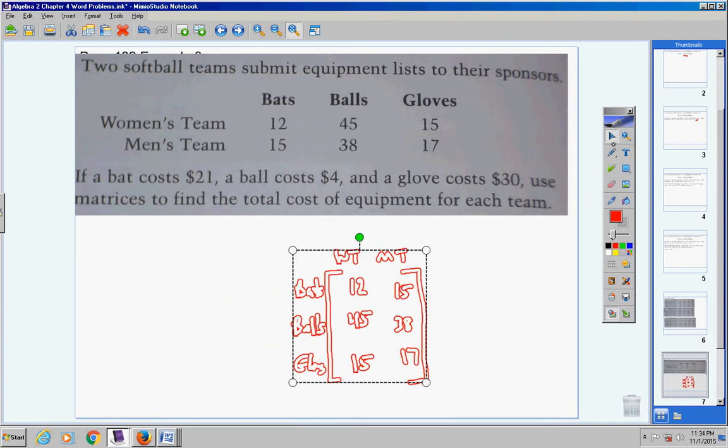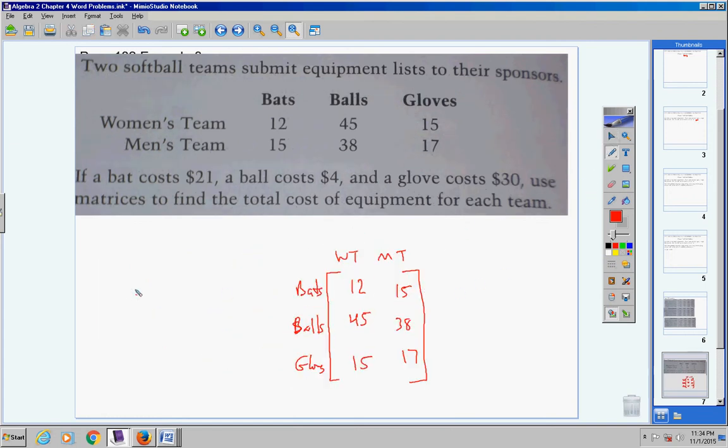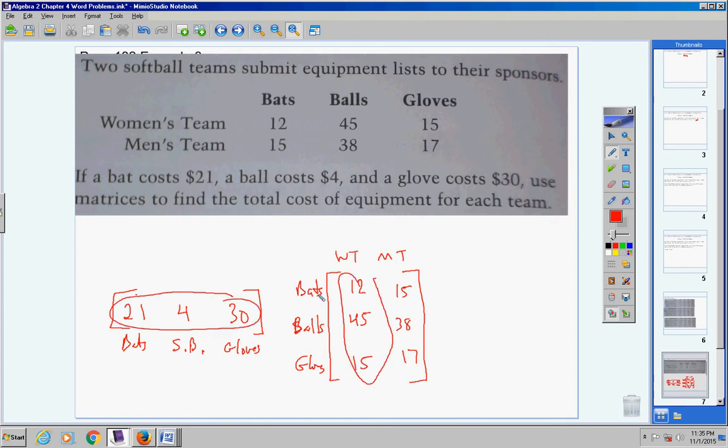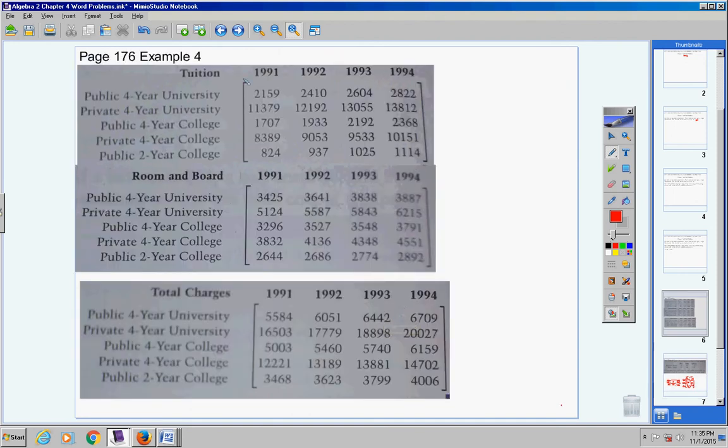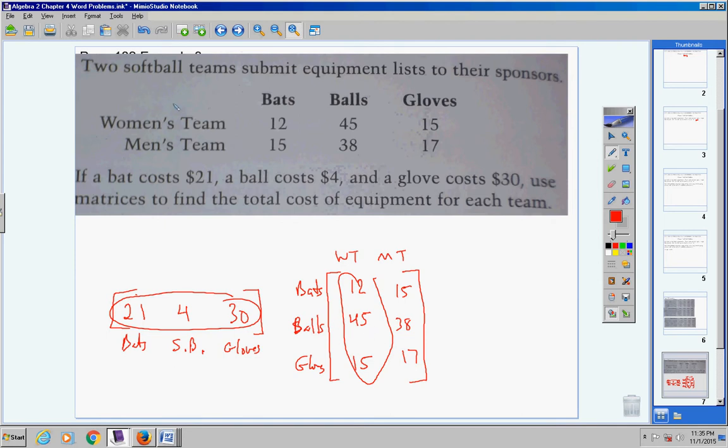If you did it like this, then guys, just put your cost matrix first. That would work. Your cost matrix was 21, 4, 30, bats, softballs, gloves, and now you take row times column. That'll work. Bats times 12, $21 times each bat, $4 times each softball, and $30 times each glove. And there it is. That would work also.